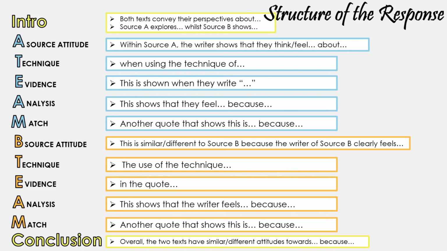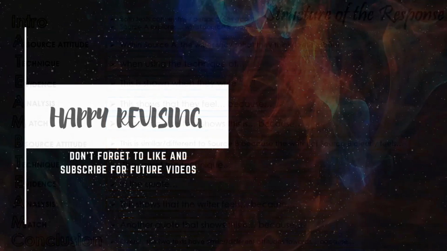So remember, your answer needs 4 things: identification of the writer's viewpoint, evidence, analysis of the methods used to show the viewpoint, and comparison between the writer's viewpoints. Are they similar? Are they different? And how? If you follow this structure, it will help you achieve all 4 bullet points. Now these are some pretty generic sentence starters that you could use to get you going, but much more detail can always be added.